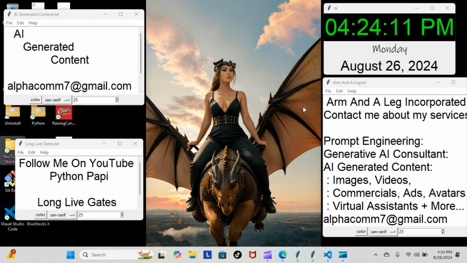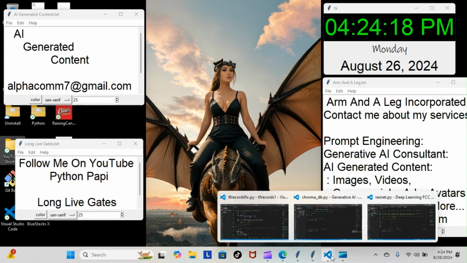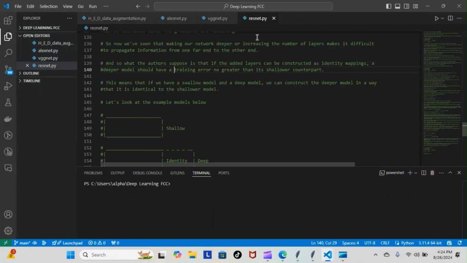All right, on today's episode of Python Papi, we're back inside our Tensorflow course, and we're still doing our human emotions detection module. Let's have a look at what we went over today. And we're still inside our ResNet module.